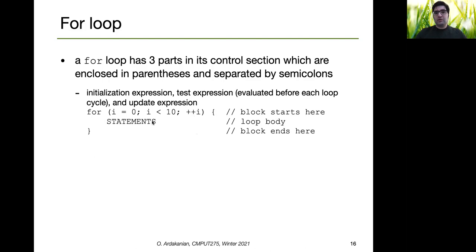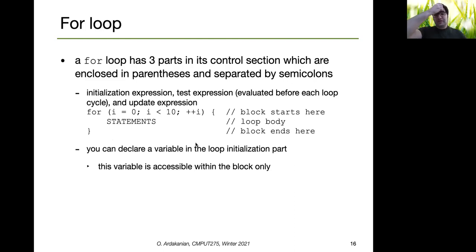So if you want to have multiple statements in the for loop, you need to add the curly braces to define a block. If you just want to have one expression, then you can eliminate these curly braces and just write one expression right after the for loop. That is the only expression that you run in every loop cycle.